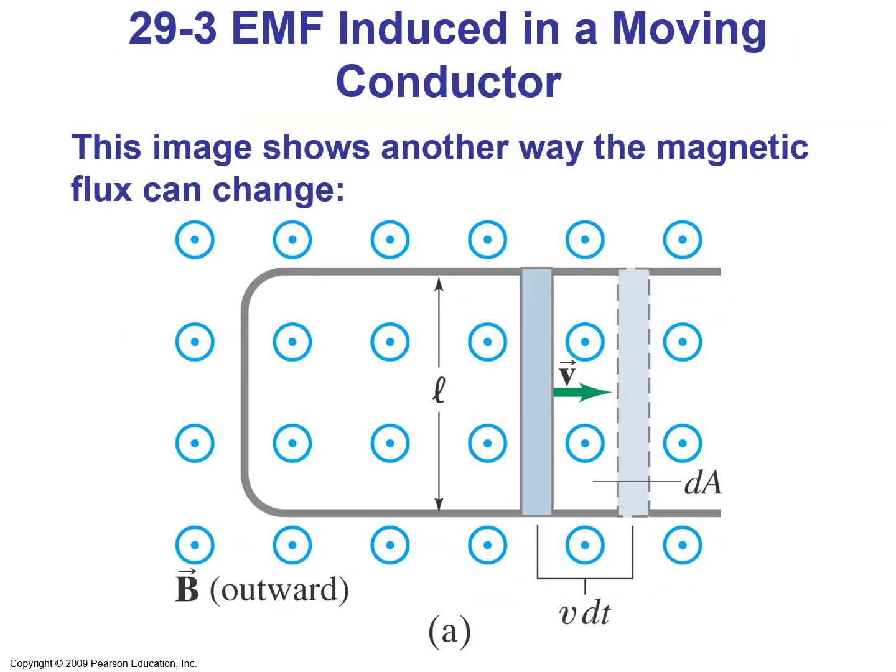Section 3. EMF induced in a moving conductor. The figure below shows another way the magnetic flux can change. As we can see here, we have constant magnetic field pointing outward of the page, represented with blue dots inside a circle. And we have a conductor loop formed from a wire bent inside this magnetic field, and a piece of conductor here is moving to the right, and therefore the surface area of the conductor is changing, and that is increasing.